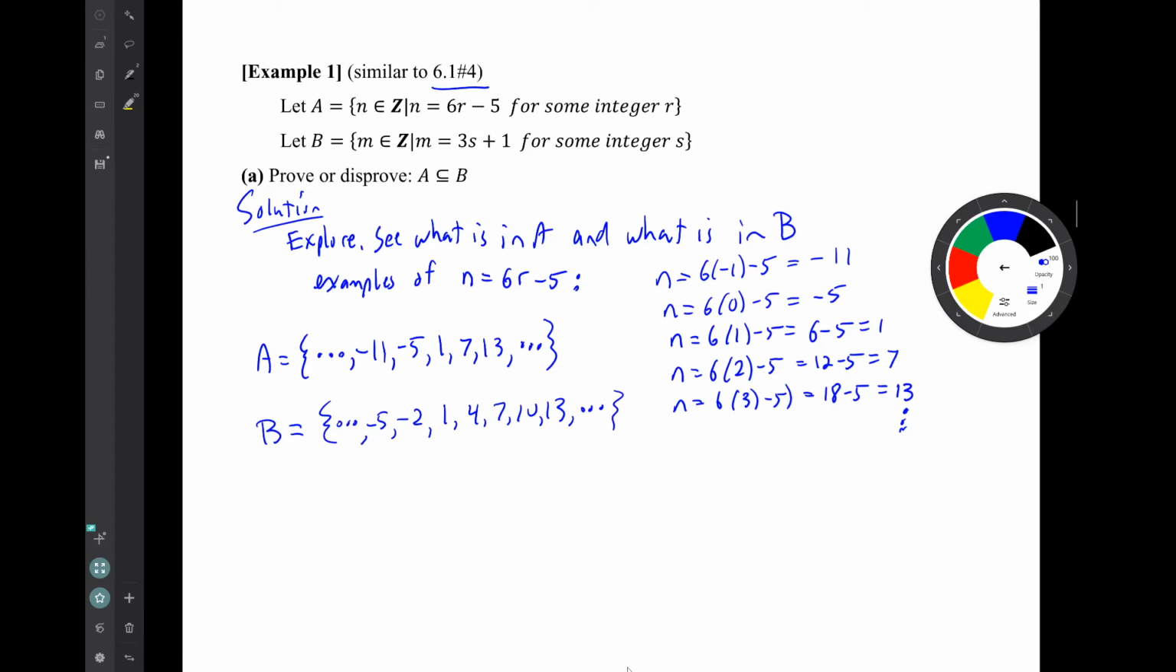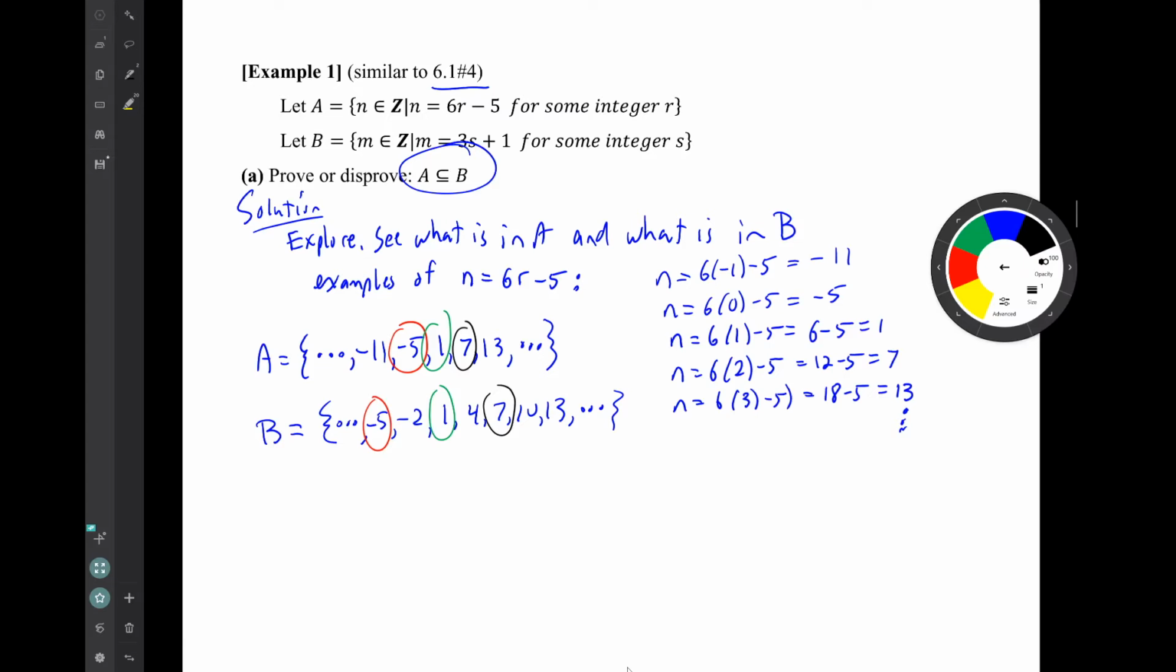Now let's go back to our statement that we're supposed to prove or disprove. The statement is A is a subset of B. Looking at these sets, it does seem like every number that's in set A is in set B. That 5, or that negative 5, that number 1, that number 7. So it seems that that statement is true. But now we have to turn our attention to how we actually prove this.